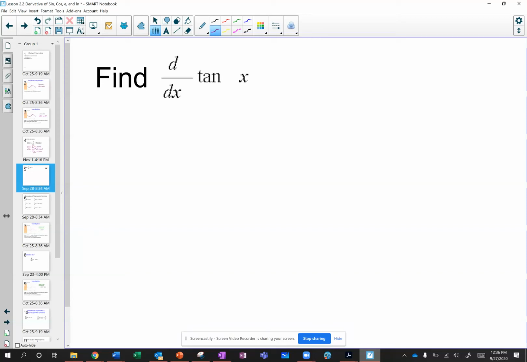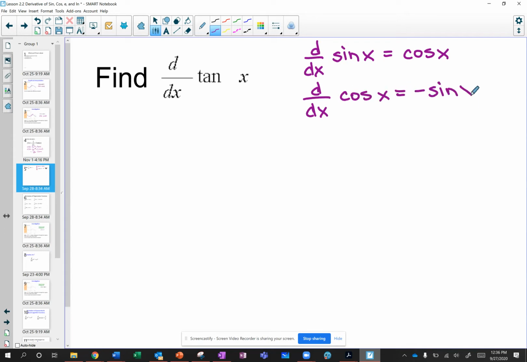Okay, so now we're going to find the derivative of tangent. Well, we've realized that the derivative of sine of x is cosine of x. And we've found that the derivative of cosine of x is negative sine of x. So then could we use sine and cosine to find the derivative of tangent and do it algebraically?